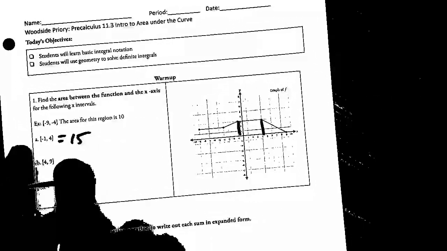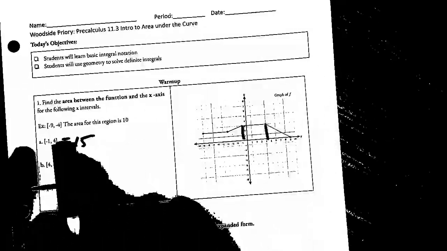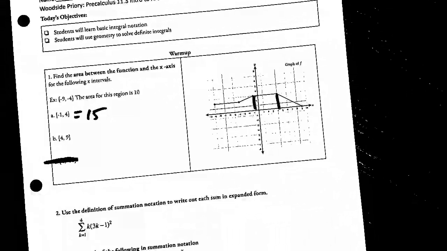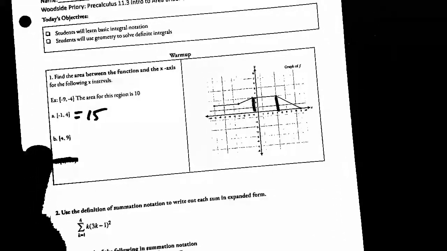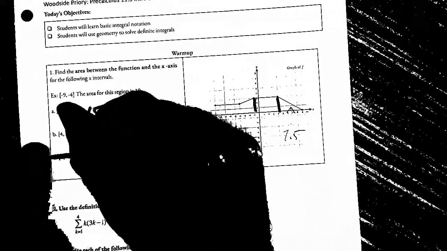So first one, we did this in class, but this is just asking to find the area between the curve or the function and the x-axis. The first one's 15 because from -1 to 4, the area of this rectangle is 15. Okay, from 4 to 9. What was the area from 4 to 9? 7.5, because that's the area of this triangle. Okay? Good on that one?